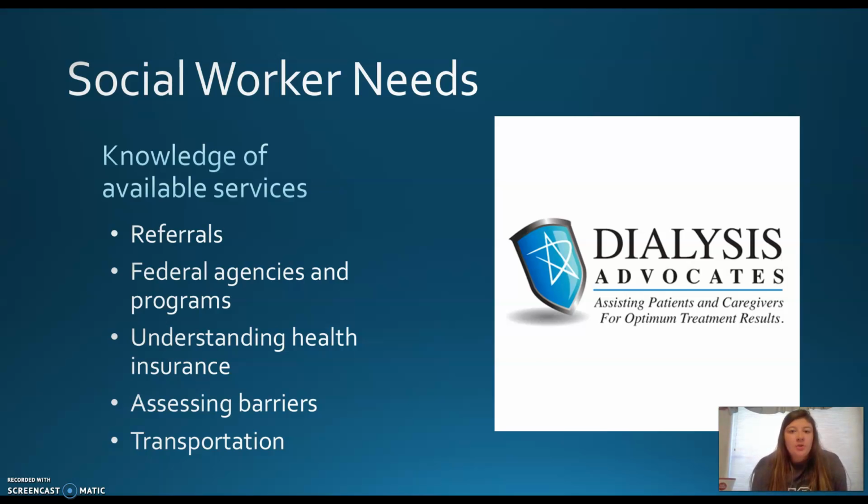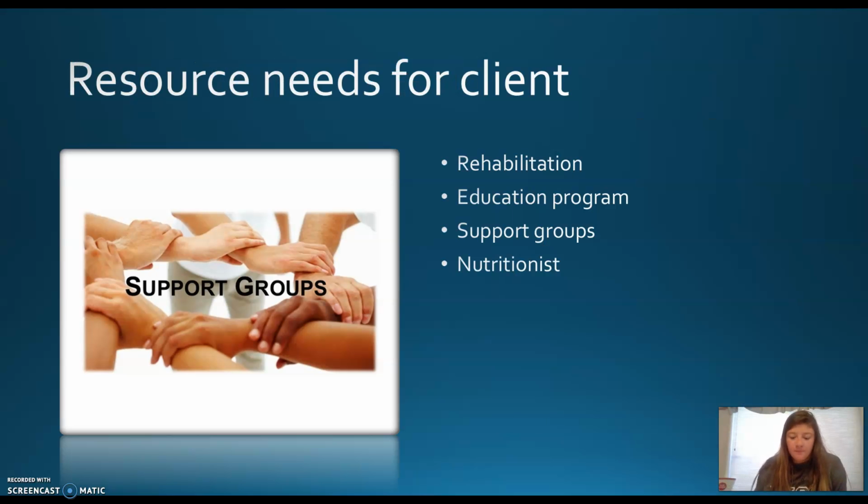Some social work needs. Social workers need an abundance of community knowledge to help patients. These could include having access to make referrals when needed, understanding the different agencies or federal programs available and what they offer, understanding health insurance, being able to assess individual needs, and the ability to offer various transportation options. This kind of coincides with what the patient may need, which are access to rehabilitation centers, educational programs as it is a new learning curve, and access to support groups.